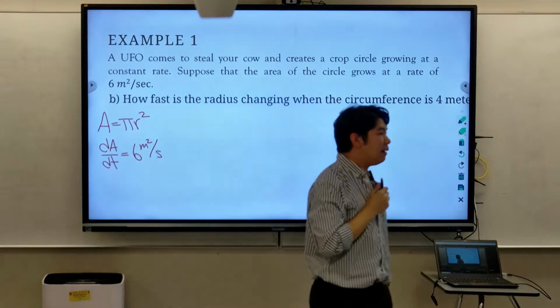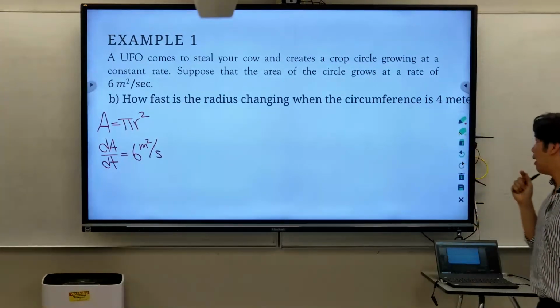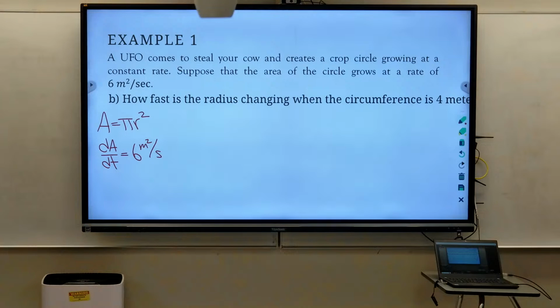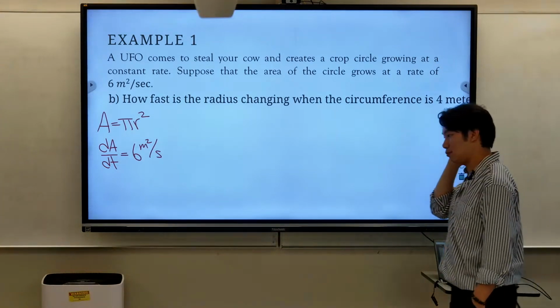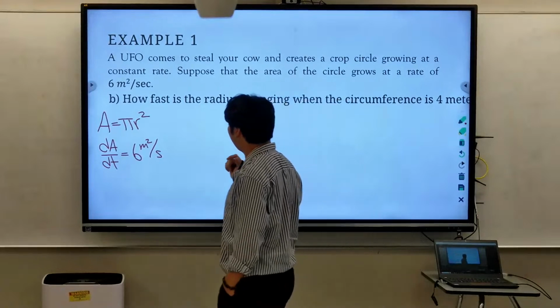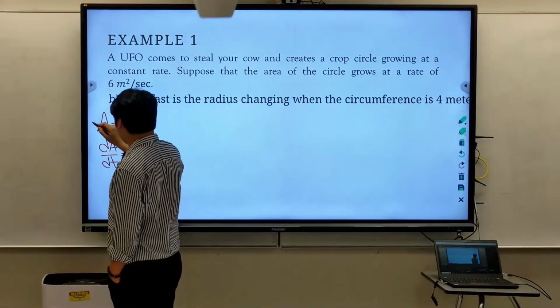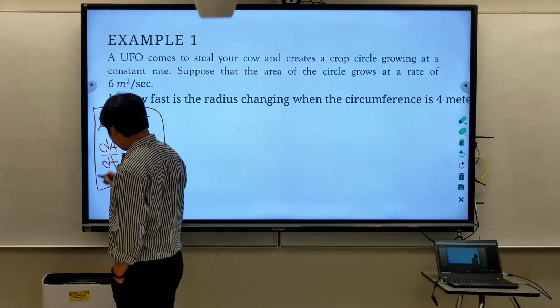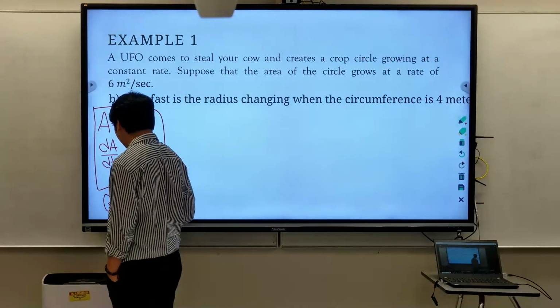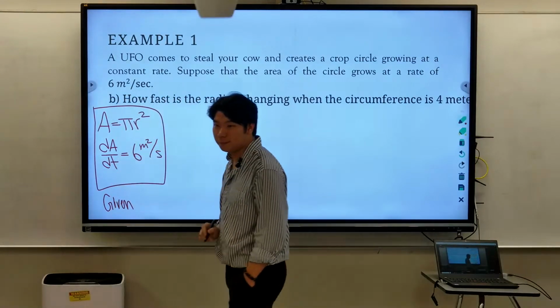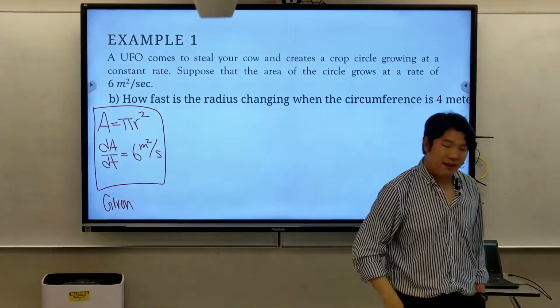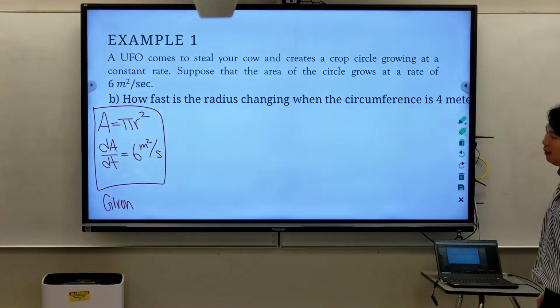But in part B, I'm now asking, how fast is the radius changing when the circumference is 4 meters? And I'm going to put this in the box and just write, this is what we were given already. That's something that I'm keeping consistent through all of these, both parts A and B.